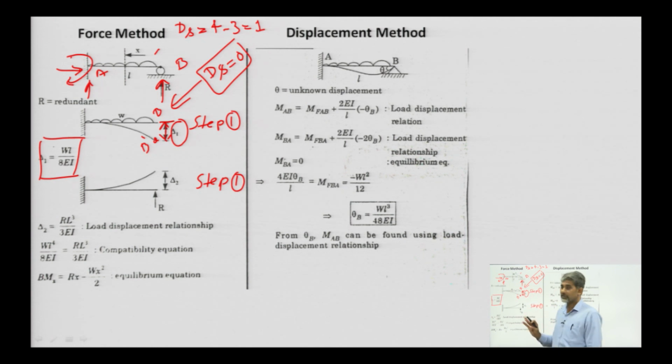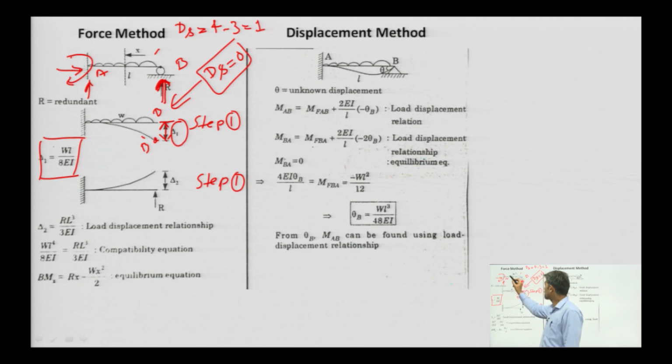Release the force. Releasing the force means we release this vertical reaction, and we calculate the value of the displacement along this force, meaning the value of delta 1. Delta 1 is W L to the power 4 divided by 8 E I.